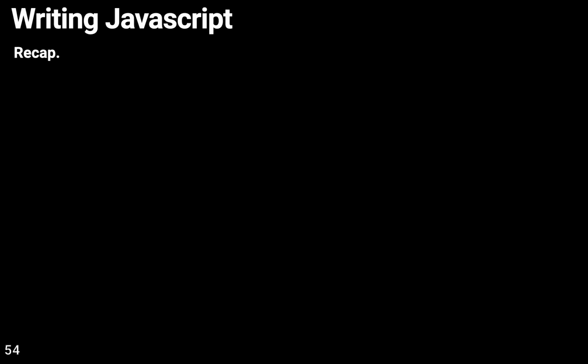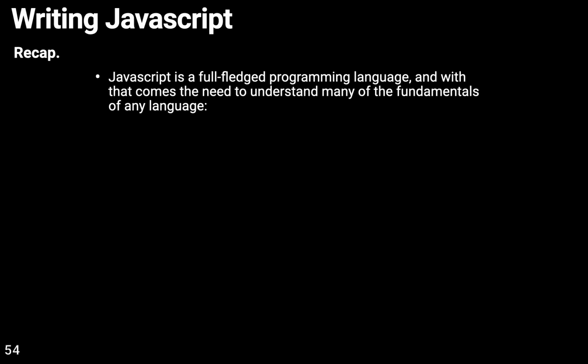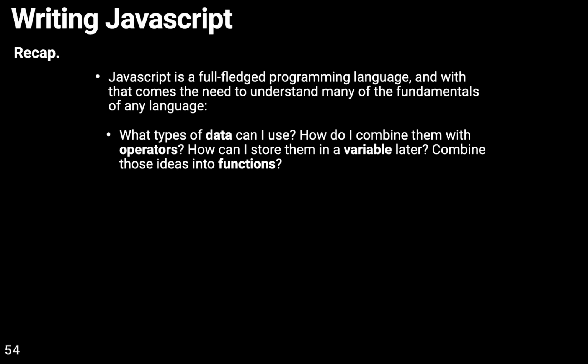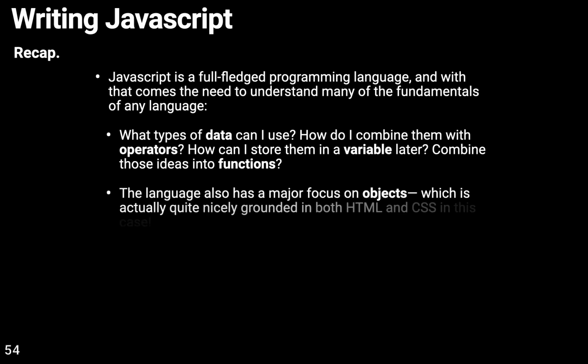So, writing JavaScript recap. We've just been on a long journey together. JavaScript is a full-fledged programming language, and with that, it comes with the need to understand many fundamentals of any programming language. So what types of data can I use? How do I combine them with operators? How can I store them in a variable for later? Combine those ideas into functions. How do I do that?